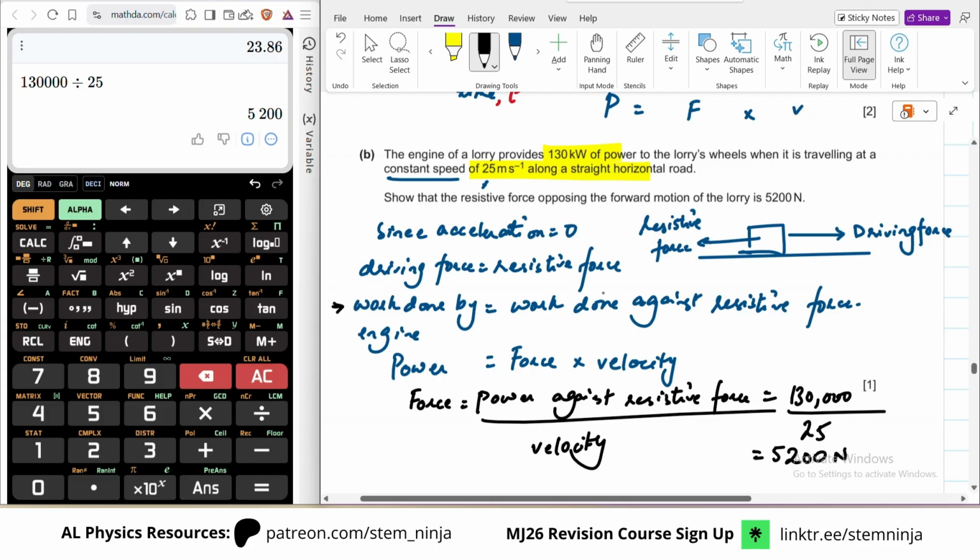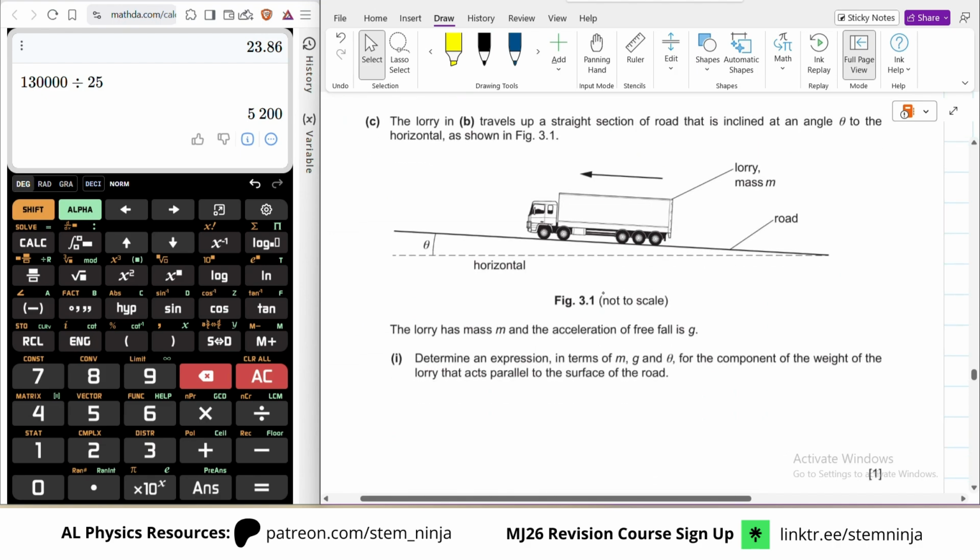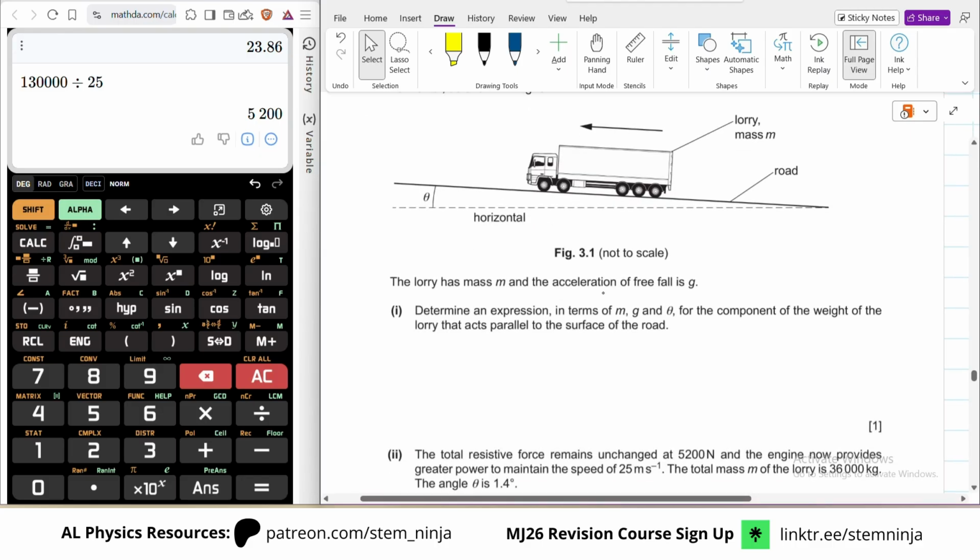Alright, let's move on. The lorry in B travels up a straight section of a road that is inclined at an angle theta to the horizontal. The lorry has mass m and the acceleration of free fall is g. Determine an expression in terms of m, g and theta for the component of the weight of the lorry that acts parallel to the surface of the road. So this is very easy. It's just mg sine theta.